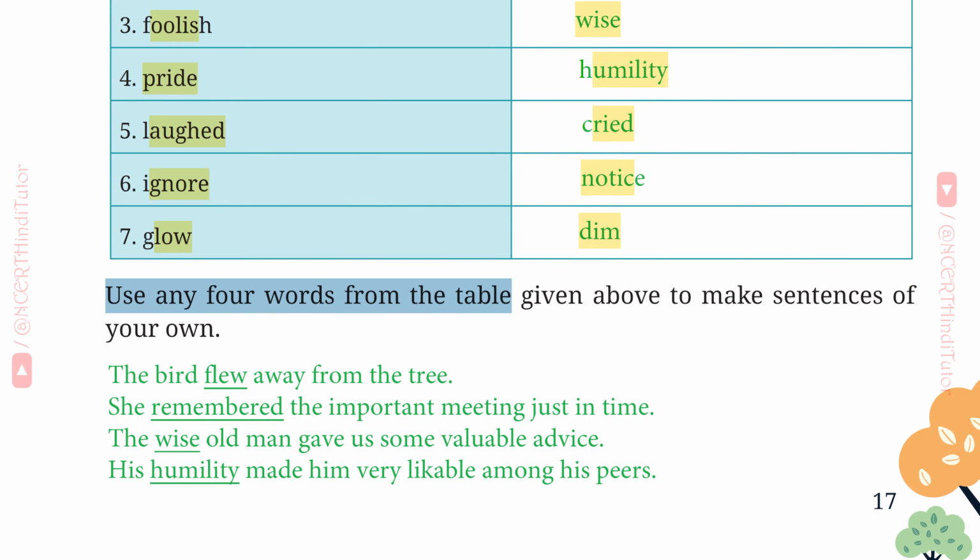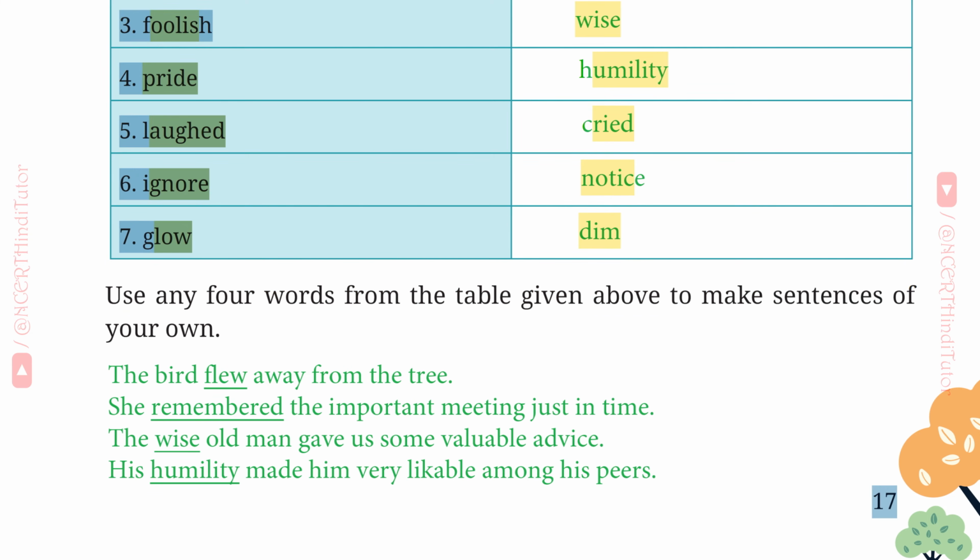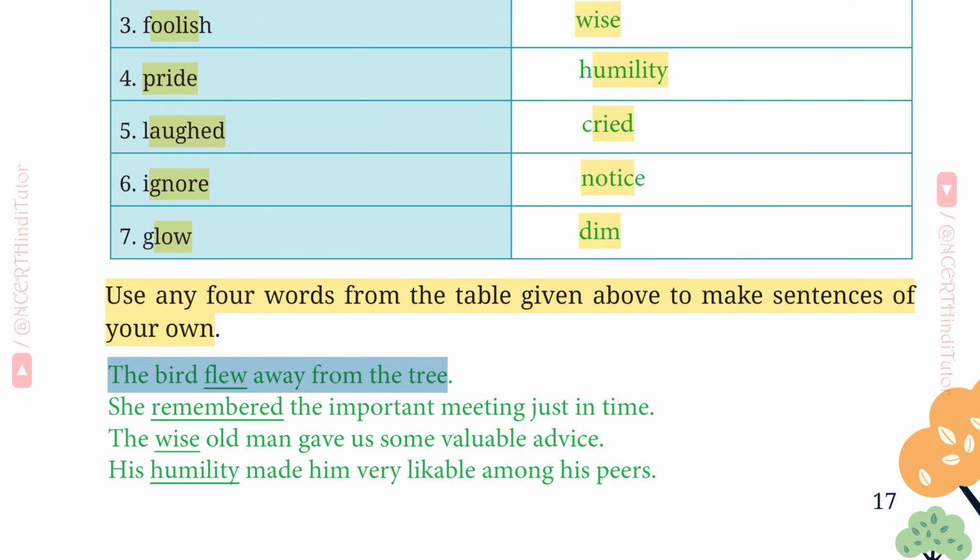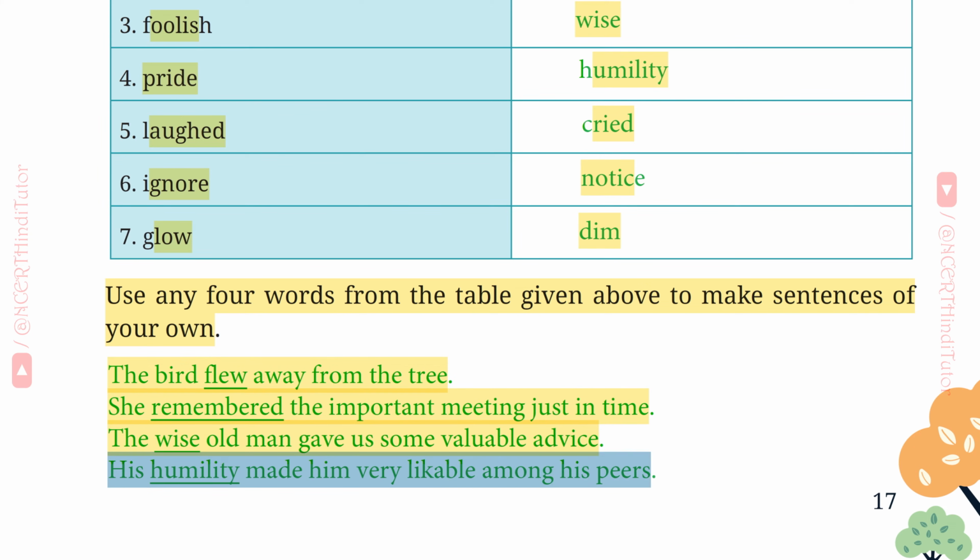Use any four words from the table given above to make sentences of your own. Answer: The bird flew away from the tree. Second, she remembered the important meeting just in time. Third, the wise old man gave us some valuable advice. Fourth, his humility made him very likable among his peers.